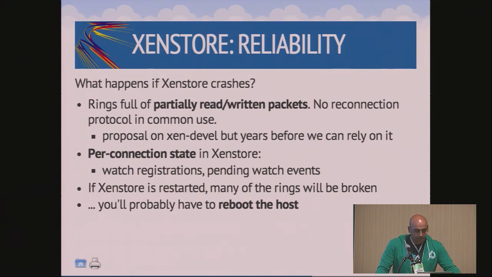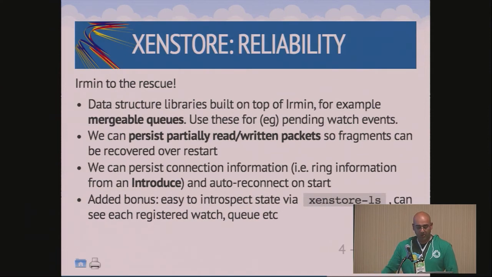So instead, in XenStore, in addition to the partially read rings, we also have per connection state. Every virtual machine has a bunch of stuff that it needs to know something about. And right now, the story for XenStore reliability is if it crashes, reboot the host. It's the only real way to get around the problem. So luckily, Irmin to the rescue.